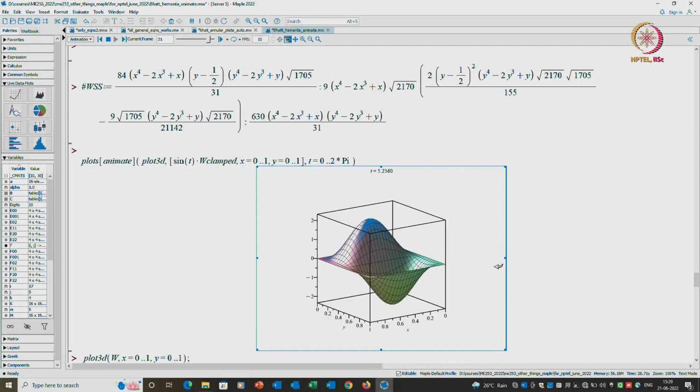This is a higher mode, okay. It is like a 1-2 mode. There are 2 half cycles in this direction and 1 half cycle in the other. Okay. Again 0 displacement at the walls and 0 slope at the walls.